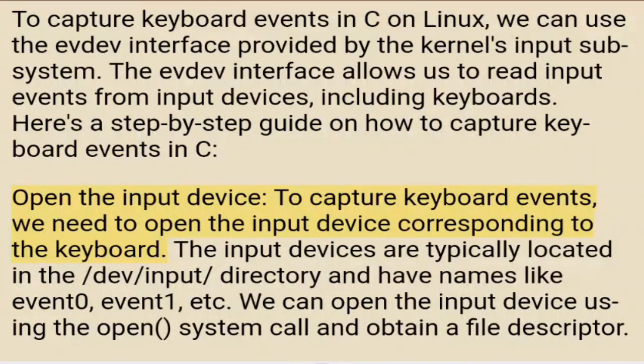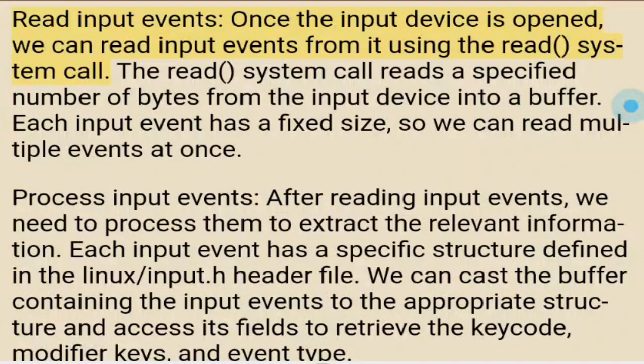Open the input device. To capture keyboard events, we need to open the input device corresponding to the keyboard. The input devices are typically located in the /dev/input directory and have names like event0, event1, etc. We can open the input device using the open system call and obtain a file descriptor. Read input events. Once the input device is opened, we can read input events from it using the read system call. The read system call reads a specified number of bytes from the input device into a buffer. Each input event has a fixed size, so we can read multiple events at once.